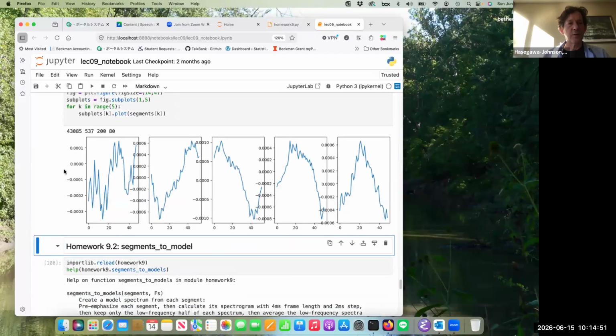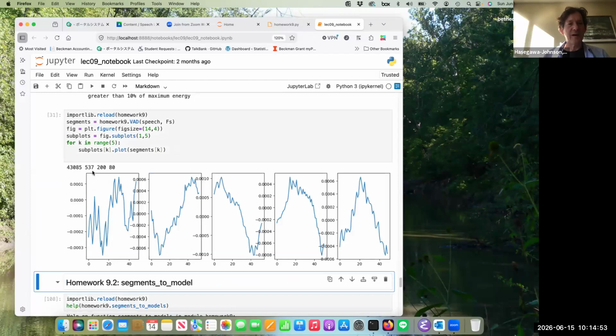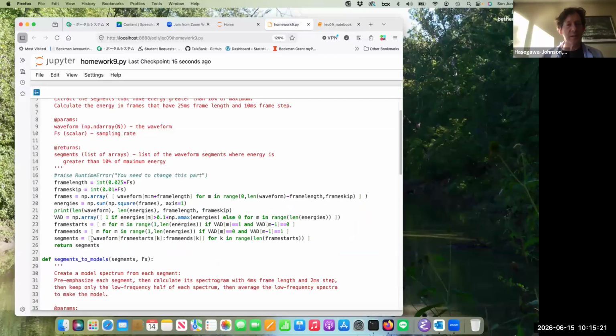All right, it told me that the waveform is 43,000 samples and I have 537 frames. And I have a frame length of 200 and a frame skip of 80. Those sound correct. If I've got 10 millisecond skip and 25 millisecond frames, then it should take 43,000 and divide it into 80 sample frames. Should give me 43,000 divided by about 100 is about 537. That seems reasonable. The waveform then is going from frame starts of k to frame ends of k.